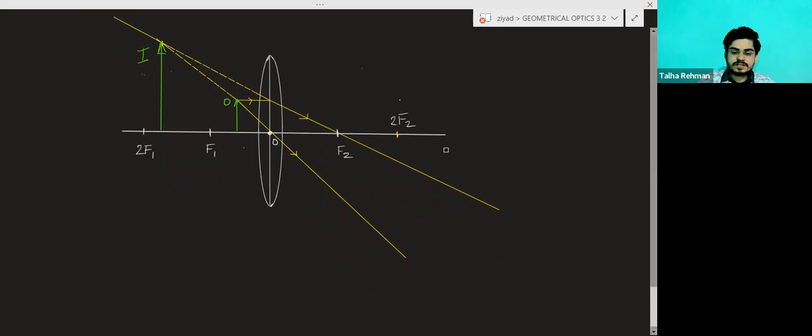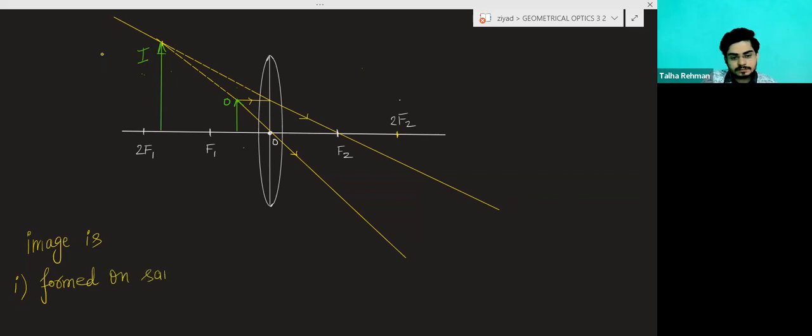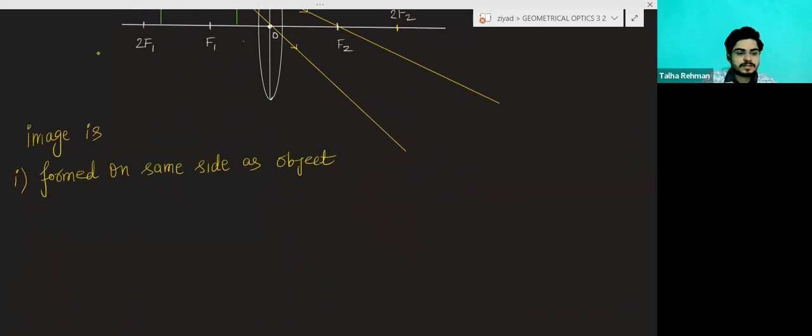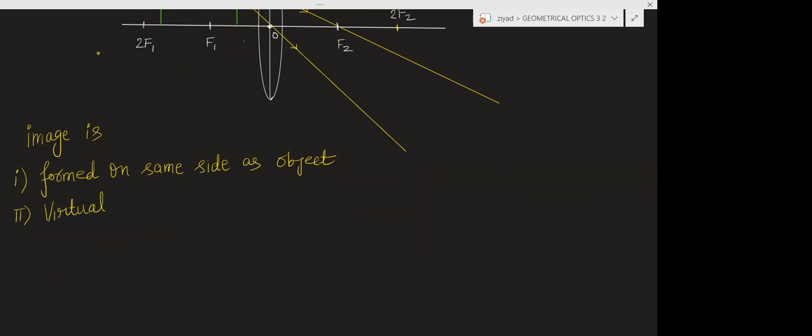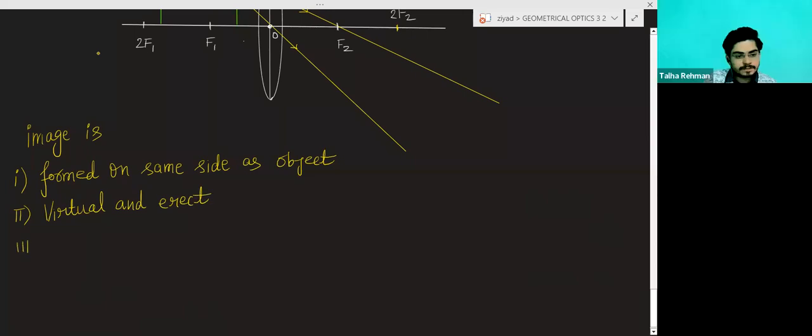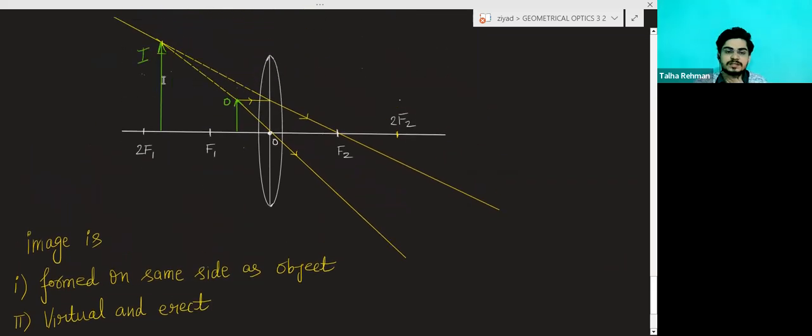So we can say, number one, image is formed on the same side as the object. Number second, we can say virtual and erect. Number third, what can we say? Number third, larger than the object.